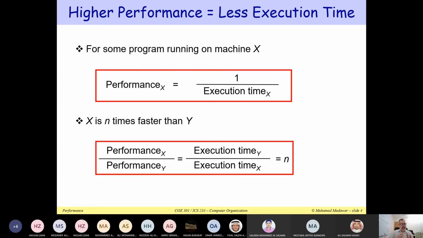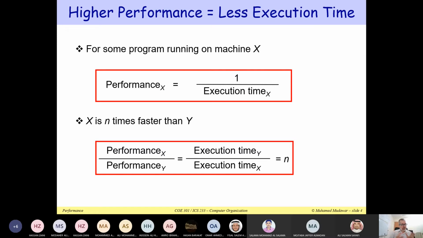So we can say that given a machine X, here a machine, I mean a computer system, the performance of X is inversely proportional to the execution time. So it's defined as 1 over the execution time. All we care about is the execution time, and we would like to reduce it. By reducing the execution time, you can improve performance.